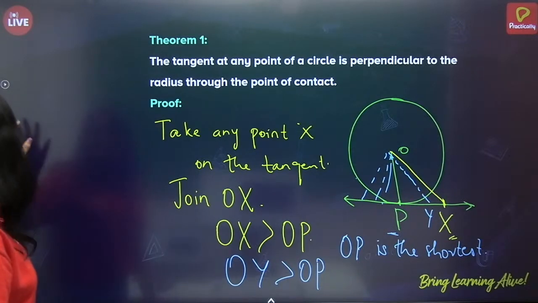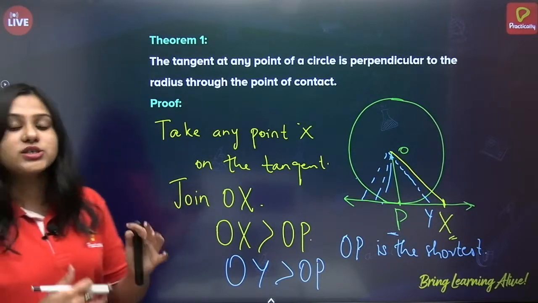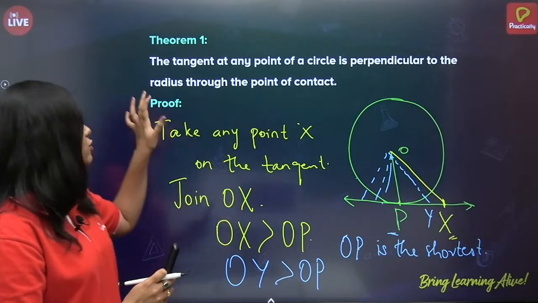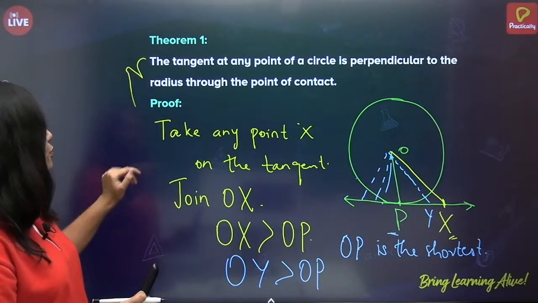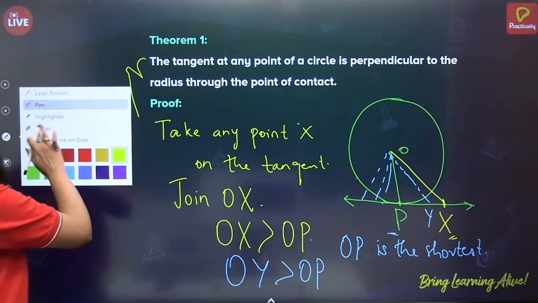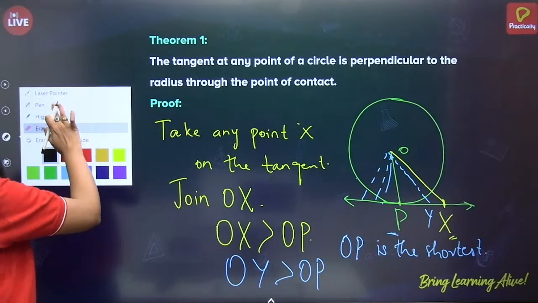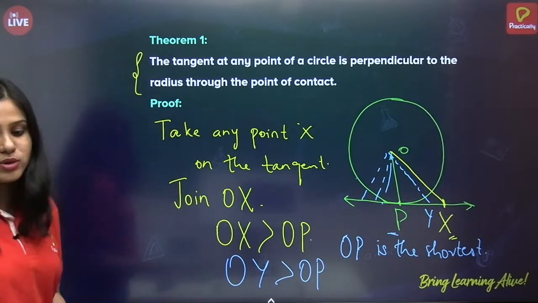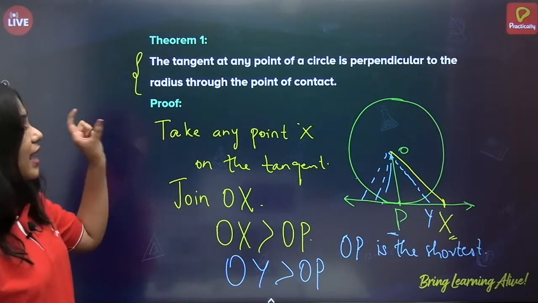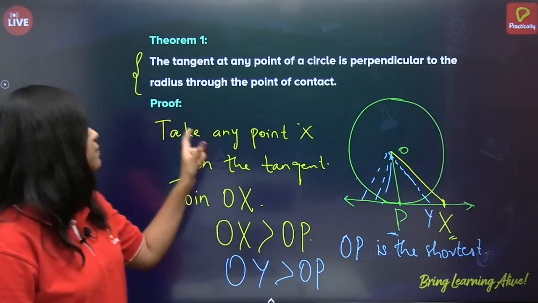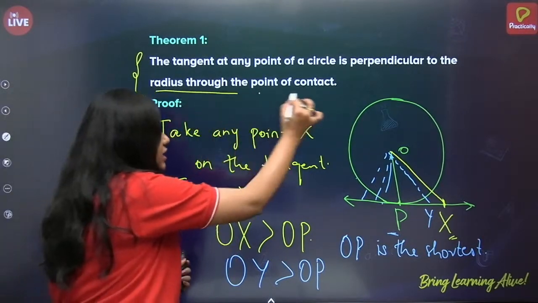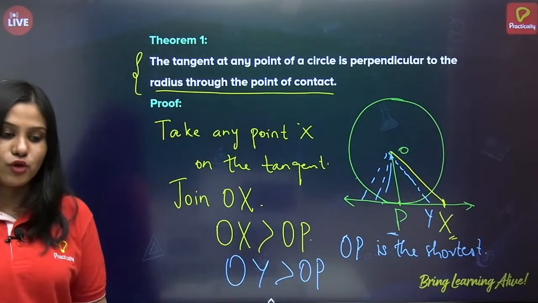Okay? Did you all understand? So, let us just read the theorem again, because we will be using this statement a lot in the problems. The tangent at any point of the circle is perpendicular to the radius through the point of contact.